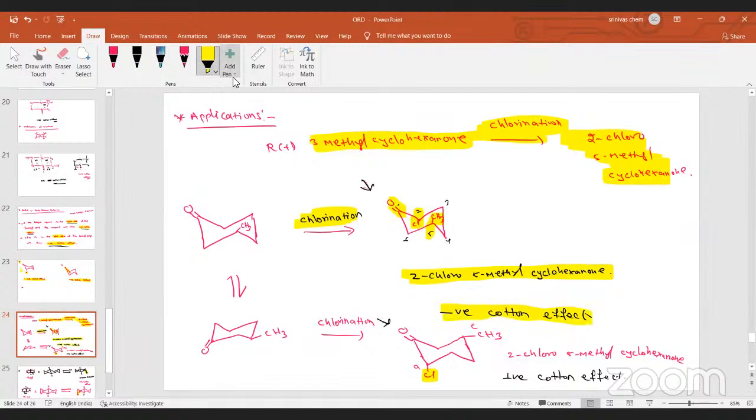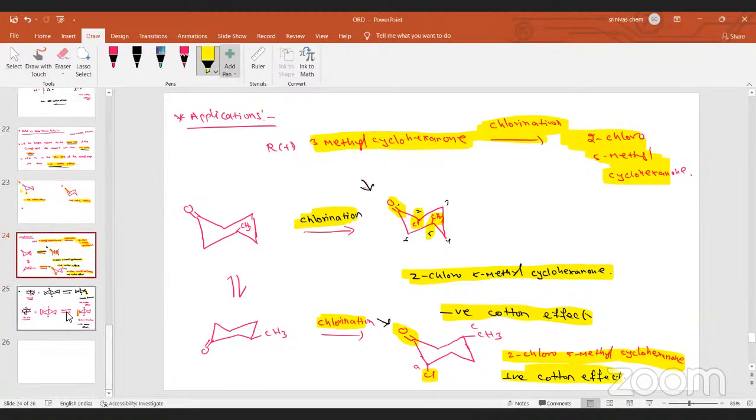Suppose this chair conformation or configuration upon chlorination can form the same 2-chloro-5-methyl cyclohexanone. In this 2-chloro-5-methyl cyclohexanone, the chlorine is present at the alpha position, axial position, and it is on the right side of the carbonyl group. According to the axial halo ketone rule, the halo group present on the right side of the carbonyl group will show a positive Cotton effect.